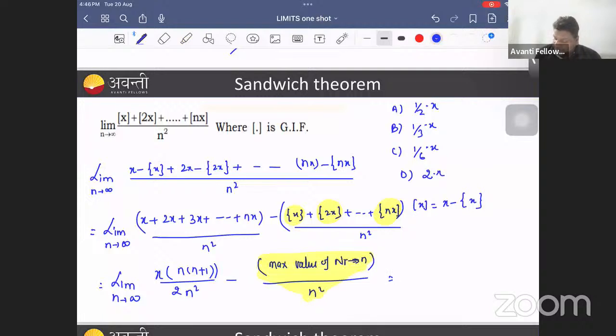So what we are left with, the limit as n approaches infinity, is x by 2. Take n also outside, it is 1 plus 1 by n upon n square. This n square cancels. As n approaches infinity, this 1 by n goes to 0. Your answer will be x by 2. Answer is x upon 2. Got it?